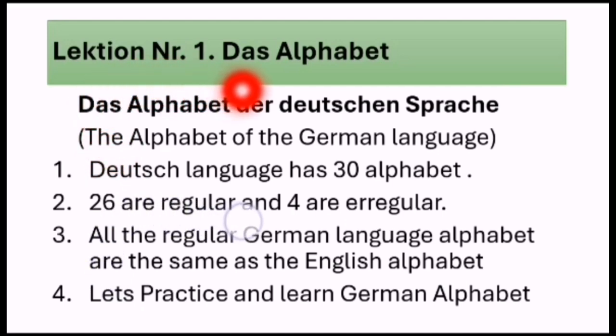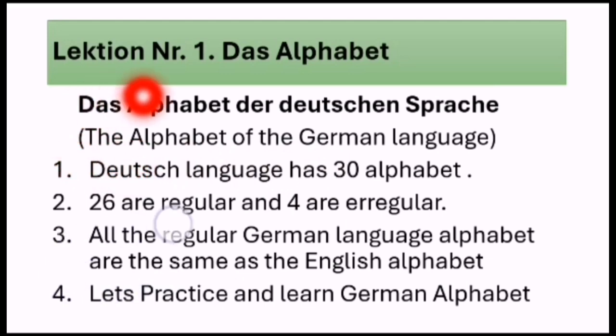In lesson number 1, we are going to learn das Alphabet, which means the alphabet. Okay, here is a line of German language. So I will speak in German, so don't be confused. This is just for your rehearsal and your warm up, so don't take it too seriously. Okay. Das Alphabet der deutschen Sprache. It means the alphabet of the German language.